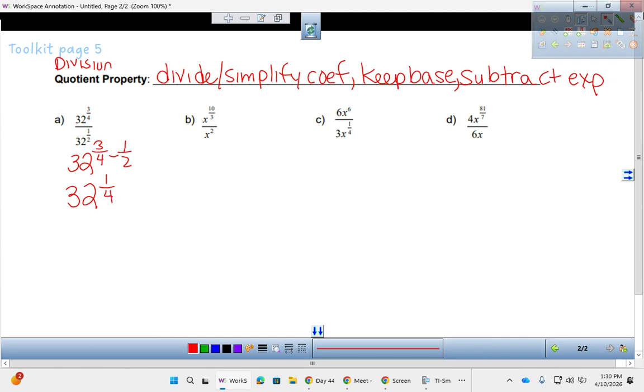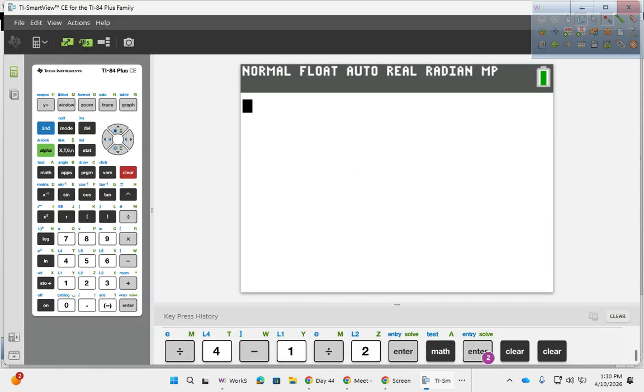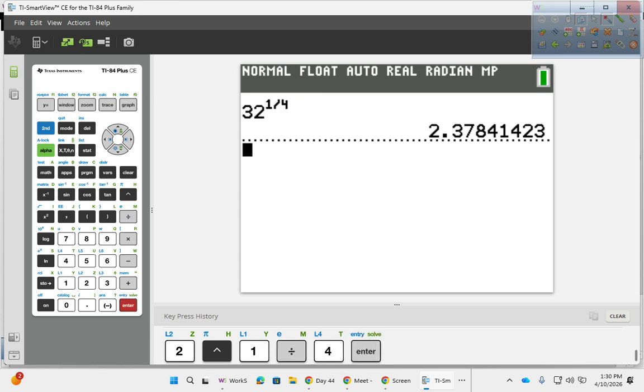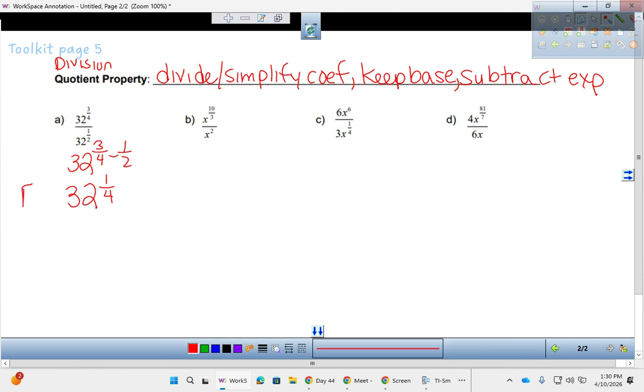Now before I circle that as my final answer, I want to check it in the calculator because it could be a whole number, right? So if it's a whole number, I want to change it. But in exponentials, if you get a weird decimal here, then you leave it as is. So I'm just going to check this in the calculator. 32 to the power of 1 divided by 4. And it's a decimal, which means I am going to leave it as it is. So exponential form is this.